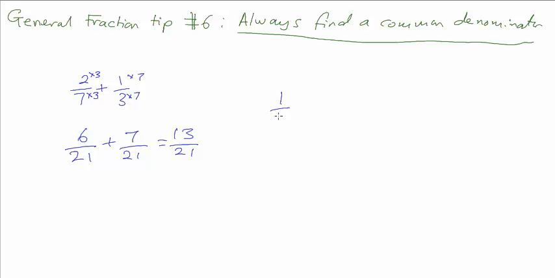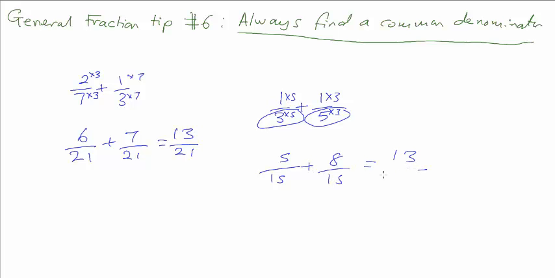Let's think of another one. 1 over 3 plus 1 over 5. So I'm going to times this fraction's top and bottom by 5, and this fraction's top and bottom by 3. So look, you've already seen this. The bottom is going to be 3 times 5, it's always going to be the same as 5 times 3. So we get 5 over 15 plus 3 over 15.